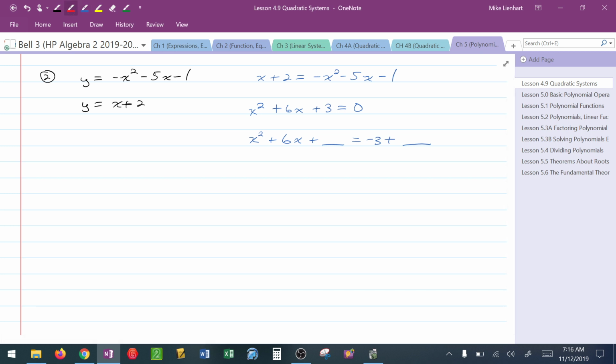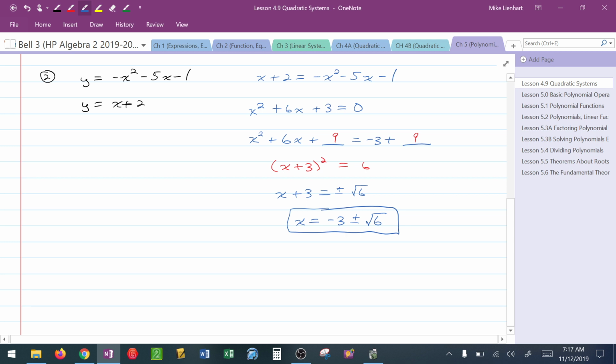All right, so if I complete the square here, 6 divided by 2 is 3. 3 squared is 9. All right, I'm going to factor the left side to x plus 3 squared, and the right side is 6. Square root both sides, I get x plus 3 is equal to plus or minus the square root of 6. So x would be equal to negative 3 plus or minus the square root of 6. All right, these are the x values at the points of intersection.